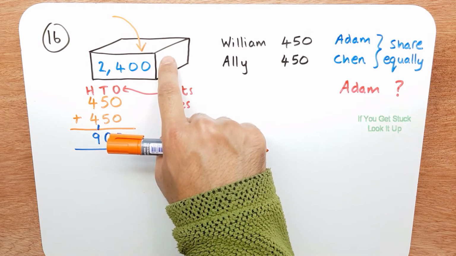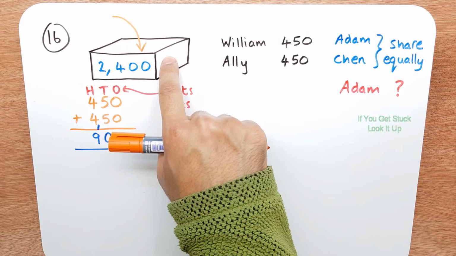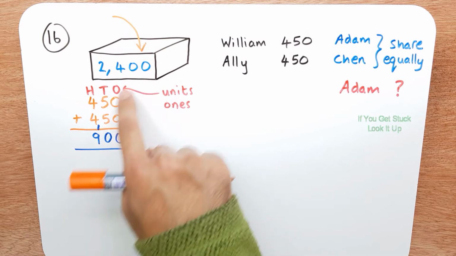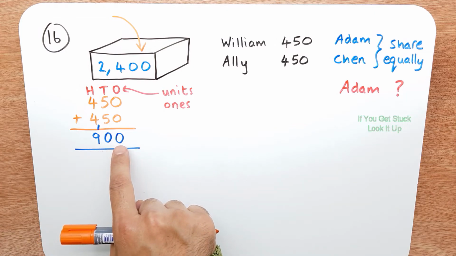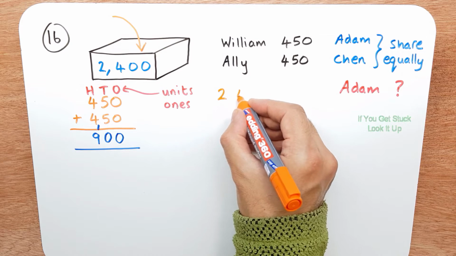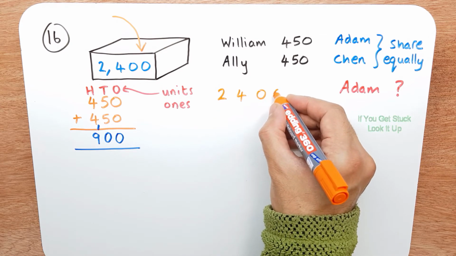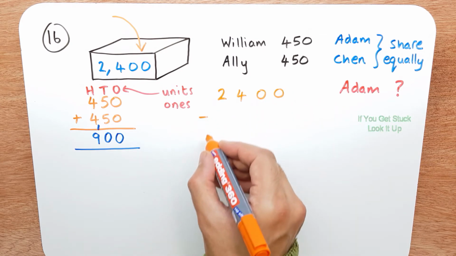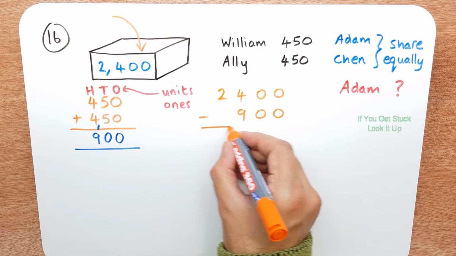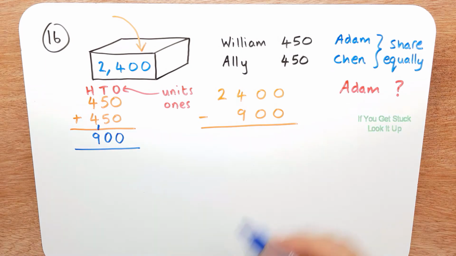Now we want to find out how many leaflets are left in the box. So we need to do 2,400 take away 900. So let's do that here. 2,400 take away 900. Now that is our calculation.